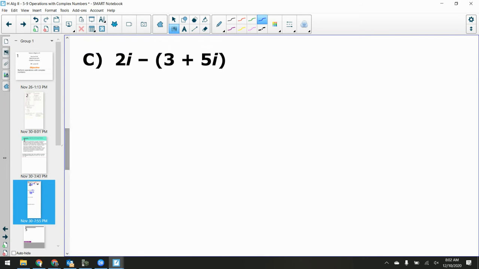So we have 2i minus 3 plus 5i. Yes, 2i is still a complex number. It's a complex number with only an imaginary part. You could say 0 plus 2i, if I really wanted to. But we just distribute in the negative. 2i minus 3 minus 5i. Don't forget, always put the real part first. a plus bi. -3 minus 3i.